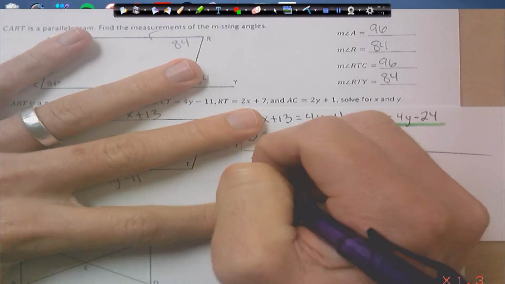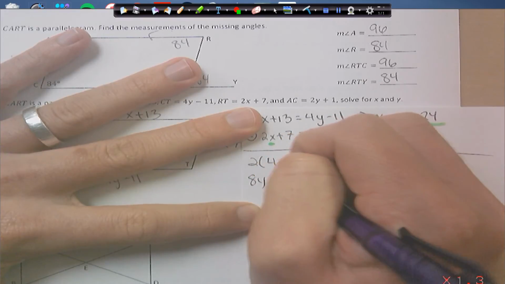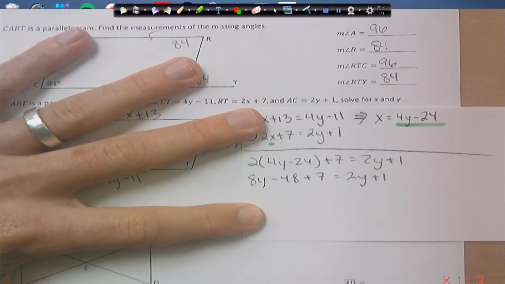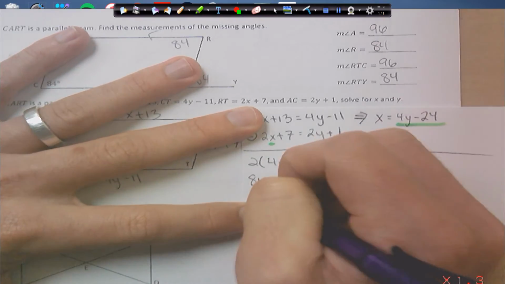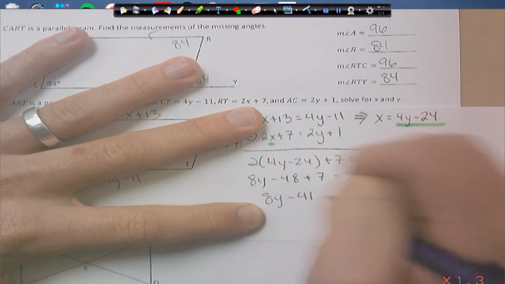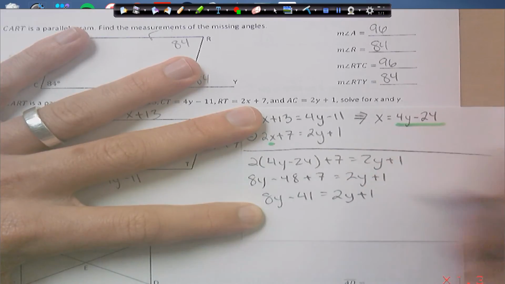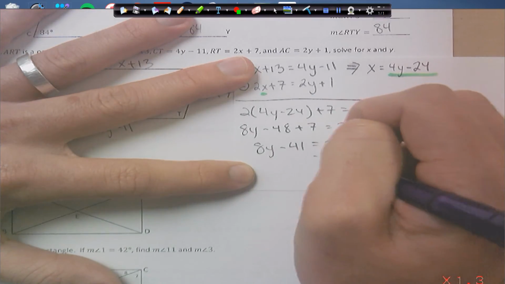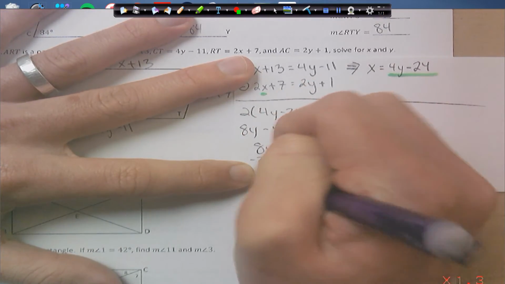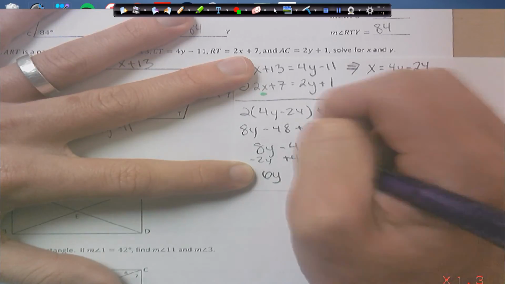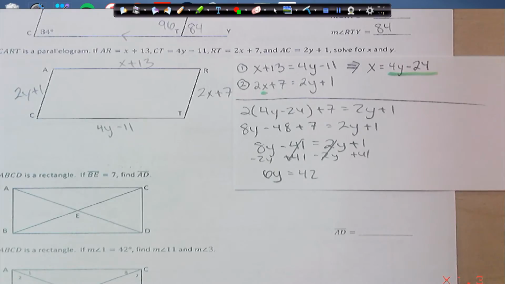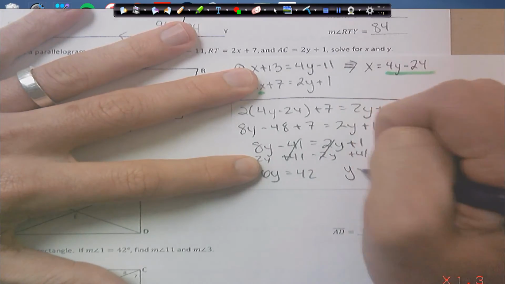Distribute the 2, I get 8y minus 48 plus 7 equals 2y plus 1. Combine like terms here, we get 8y minus 41 equals 2y plus 1. I'm going to subtract this 2y over here to get 6y. I'm going to add 41 at the same time over here to get 42. All we have to do now is divide by 42, and we get y equals 7.